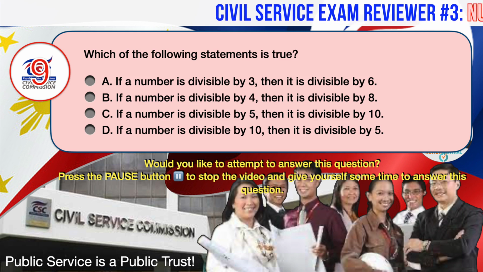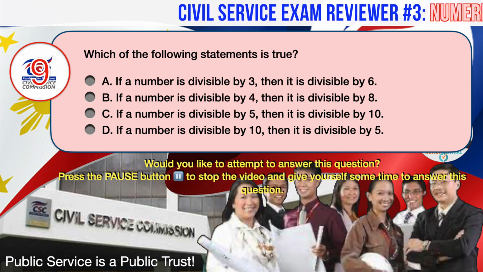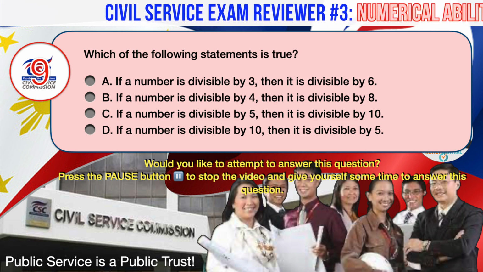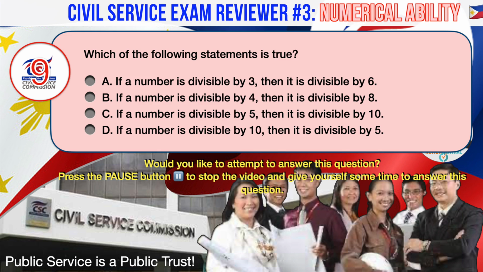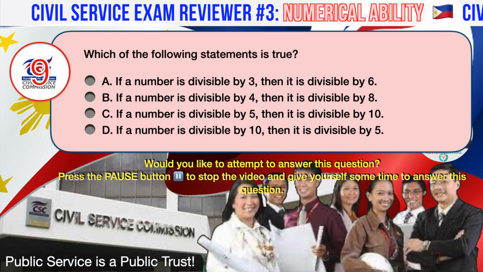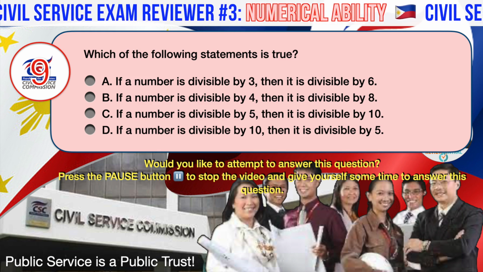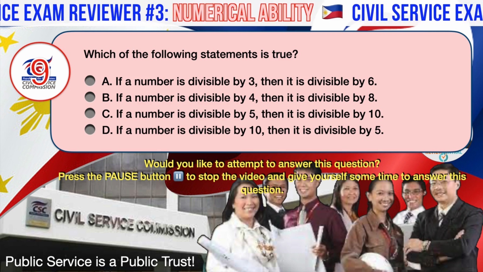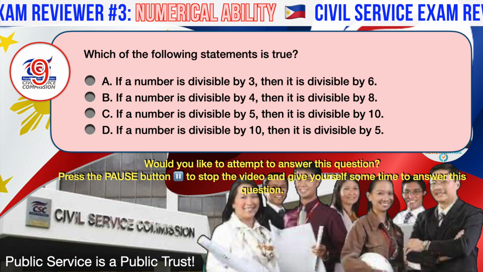Question number 9. Which of the following statements is true? A. If a number is divisible by 3, then it is divisible by 6. B. If a number is divisible by 4, then it is divisible by 8. C. If a number is divisible by 5, then it is divisible by 10. D. If a number is divisible by 10, then it is divisible by 5.